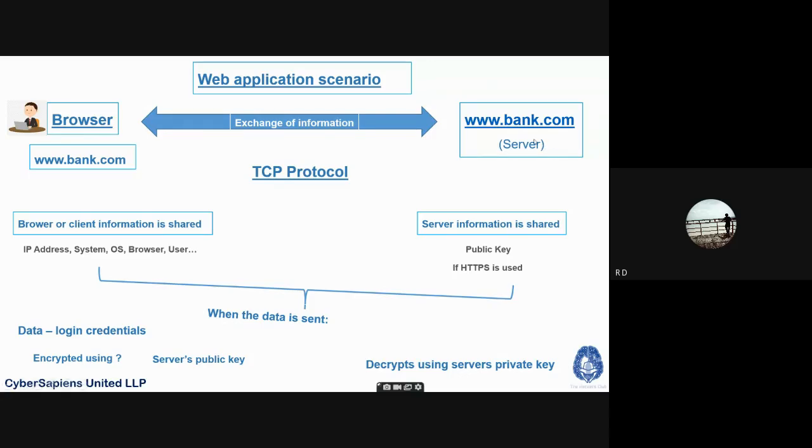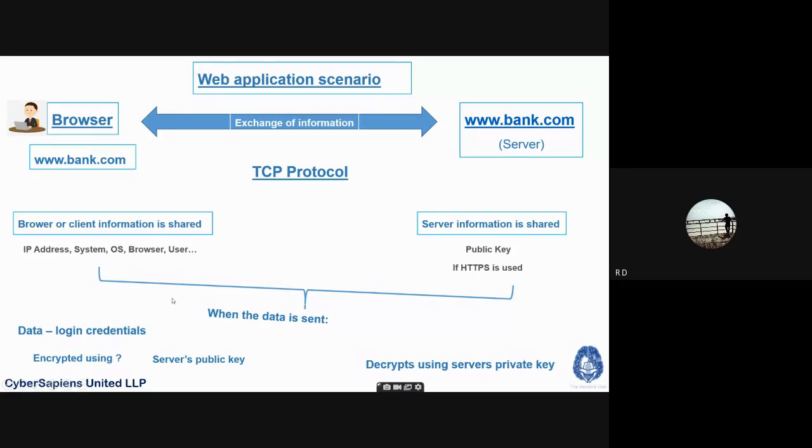The server will decrypt the information with its private key. So this is how the exchange of information happens, and this is how the keys are used: the public key is used to encrypt and the private key is used to decrypt. If anyone gets access to this data, unless and until that person knows the private key, that attacker will not be able to decrypt this data.